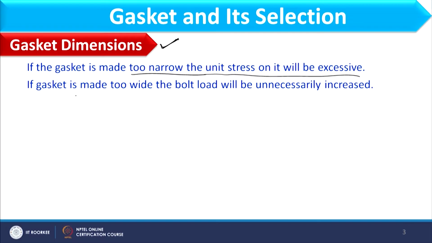And further, if the gasket is made too wide, the bolt load will be unnecessarily increased. That bolt load should be decided by which load the gasket requires. When the gasket width is very high, the bolt has to put excess load to assure the leak-proof connection.